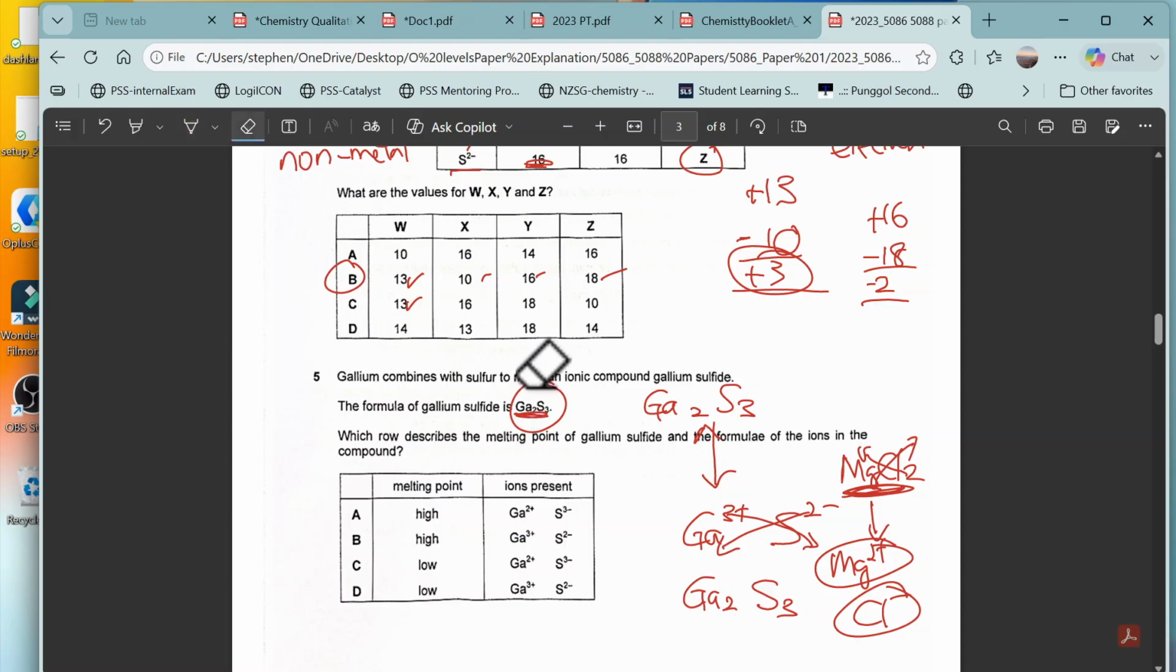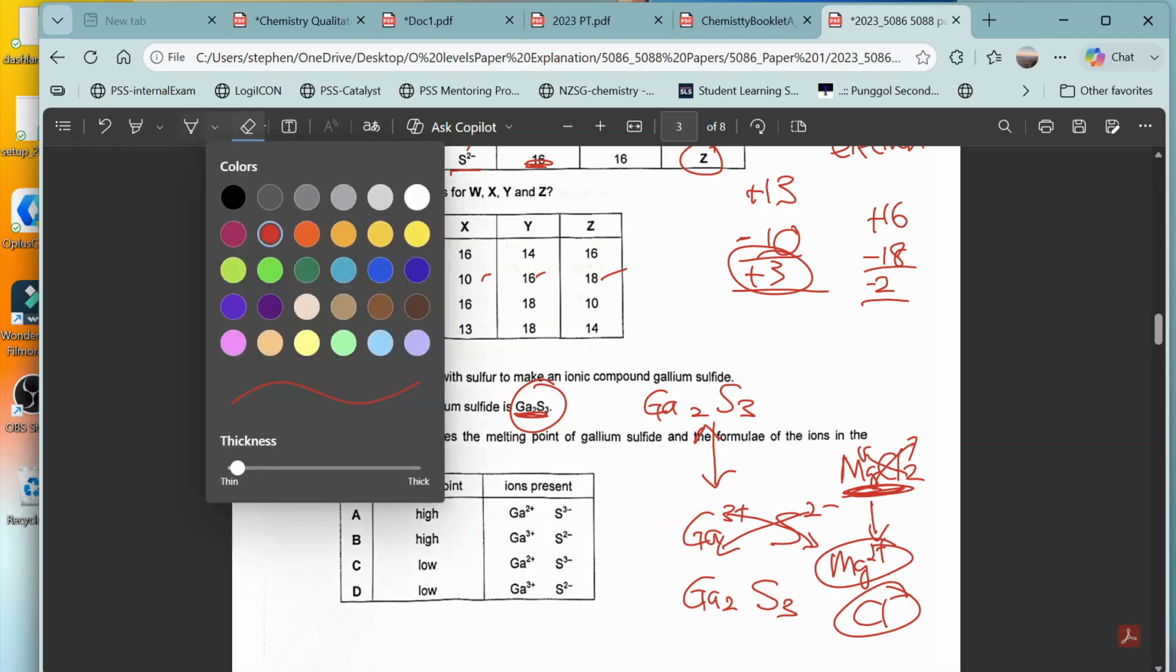Let's see when I can erase. I can't erase. Never mind.